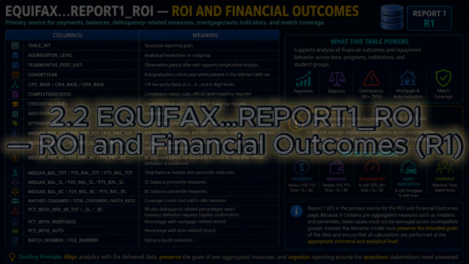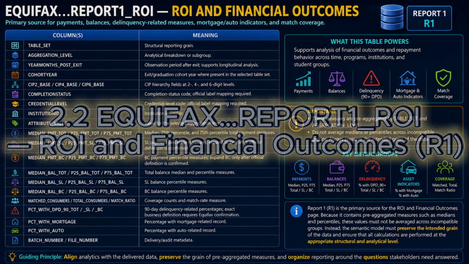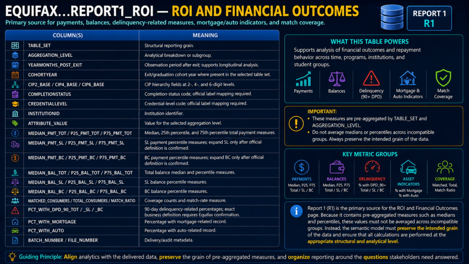Equifax Report 1, ROI. This is the first report fact table and is the primary source for the ROI and financial outcomes page. It provides payments, balances, delinquency-related measures, mortgage and auto indicators, and match coverage. Because it contains pre-aggregated measures such as medians and percentiles, these values must not be averaged across incompatible groups. Instead, the semantic model must preserve the intended grain of the data and ensure that all calculations are performed at the appropriate structural and analytical level.